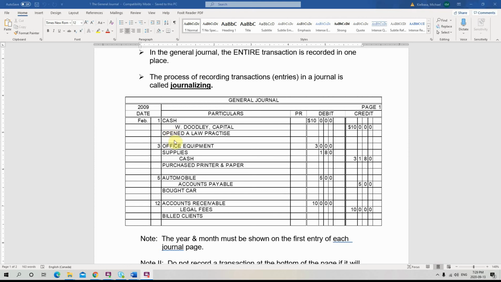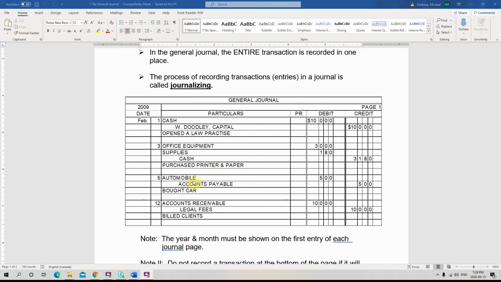So then you skip a line, and let's suppose that you bought office equipment for $3,000 and supplies worth $180 for cash. So your debits are going to be recorded first: equipment for $3,000 and supplies for $180, and then cash credited for $3,180. So you can just write what happened. Okay, short explanation. Skip a line.